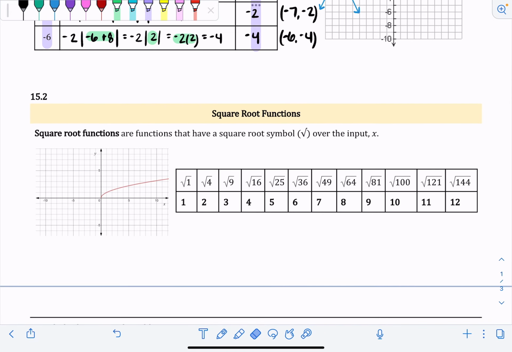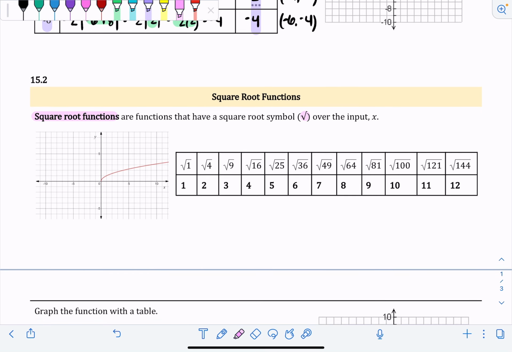Okay, 15.2 is about square root functions. So square root functions are functions that have a square root symbol, which looks like this, over the input x. I only have one example of what they look like. They can look a little bit different, but I just wanted to put one on here.